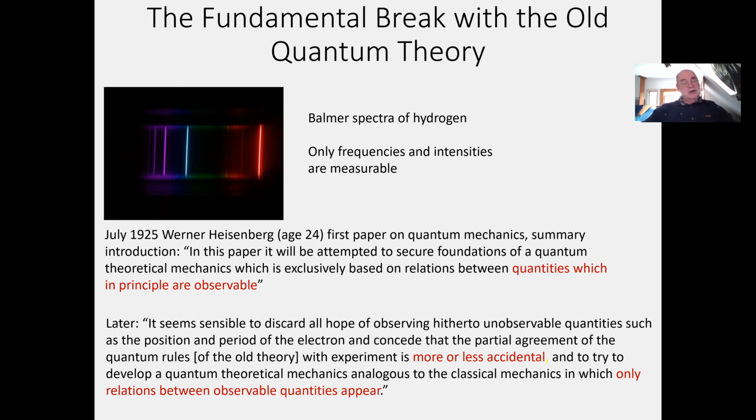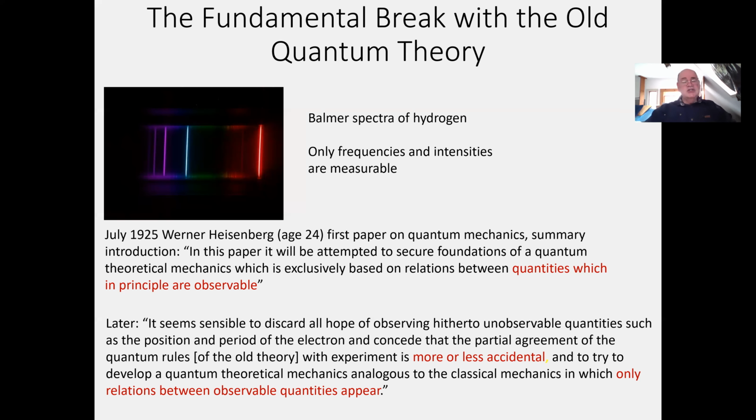And to try to develop a quantum theoretical mechanics analogous to the classical mechanics, in which only relationships between observable quantities appear in the theory. I'm going to get rid of the radii of your orbits, because we'll never see them. We'll never be able to measure them directly and detect them. I'm going to get rid of those kinds of quantities and only work with quantities which we can measure, like, for example, the frequency and the brightnesses of the spectral lights.